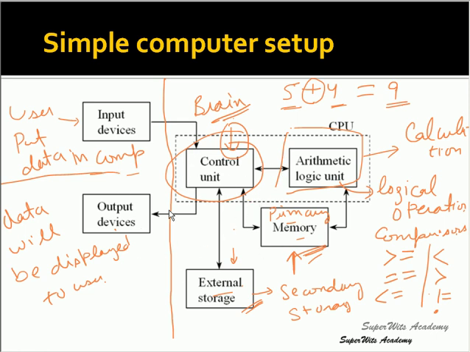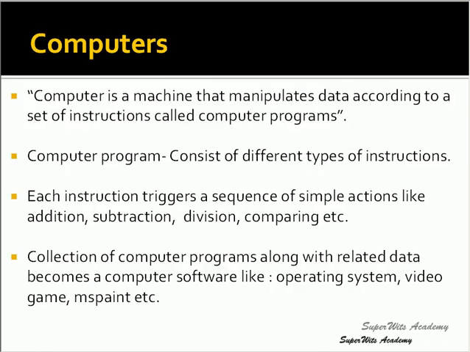So these are the main components. You need to remember that the control unit is basically responsible for sending across all these instructions to the arithmetic and logical unit, depending on what type of instruction it is, right? So overall, if I want to summarize, a computer is basically a machine that manipulates data according to a set of instructions. Now these sets of instructions are named computer programs, which you may have heard about in day-to-day language, right?